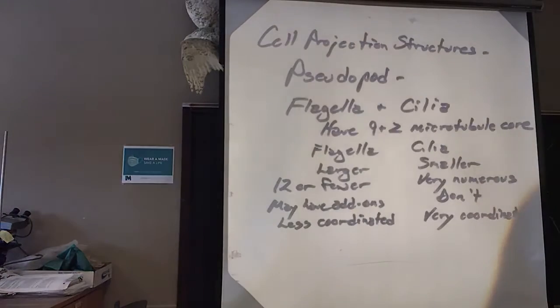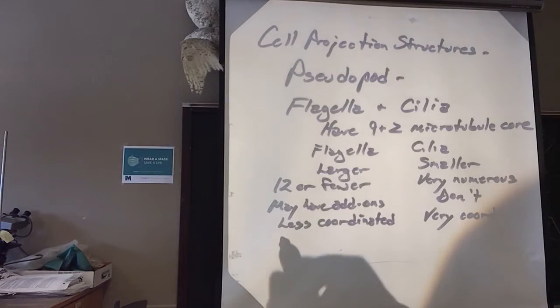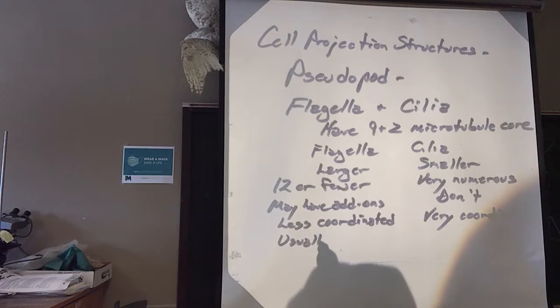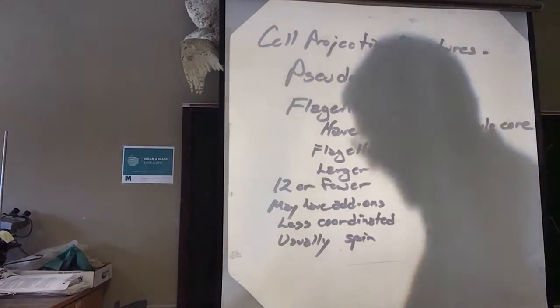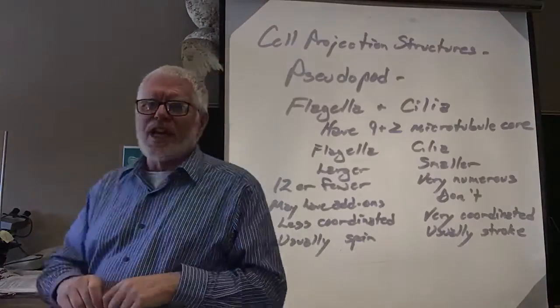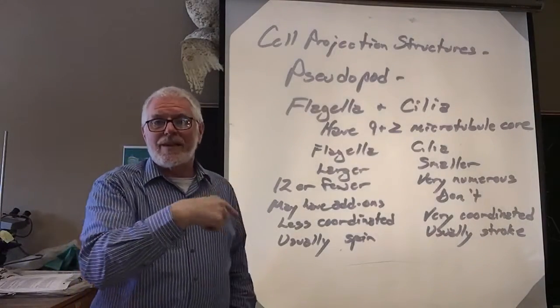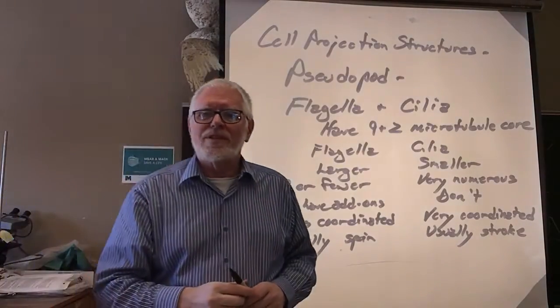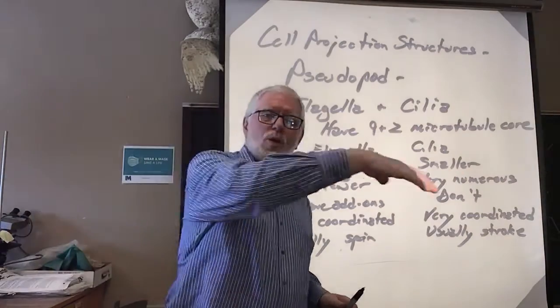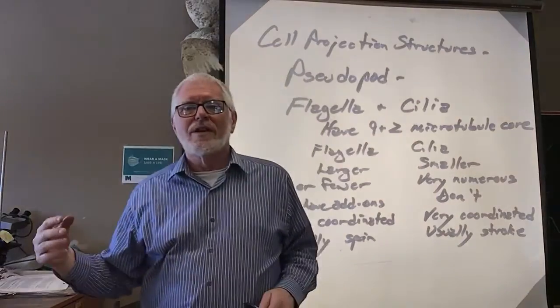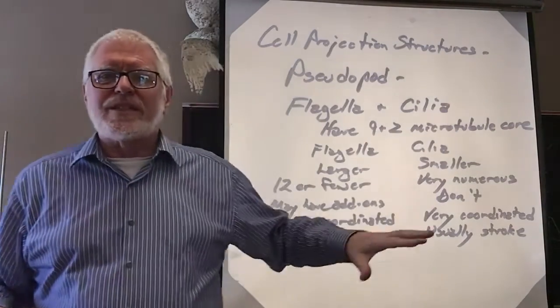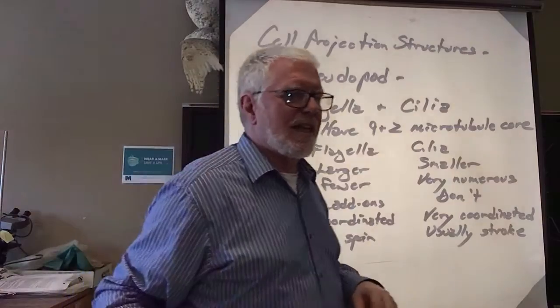This next one isn't that dependable, but it's useful to know. These things move in a lot of different ways, but a typical flagellar movement is a spin, like it works like a propeller. A typical ciliated movement is a stroke, like a swimmer stroke, where you push and recover and push and recover. And those are the basic differences between flagella and cilia.